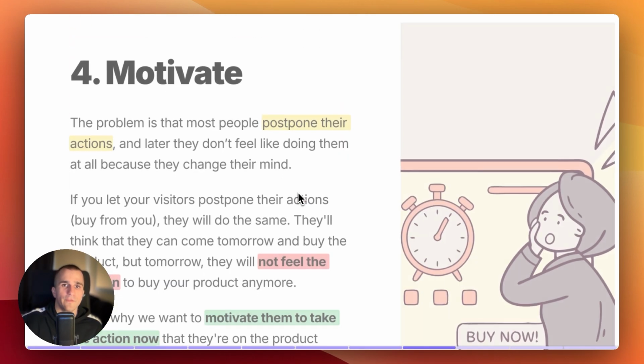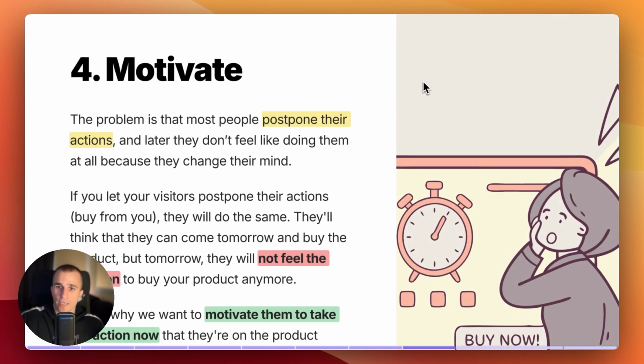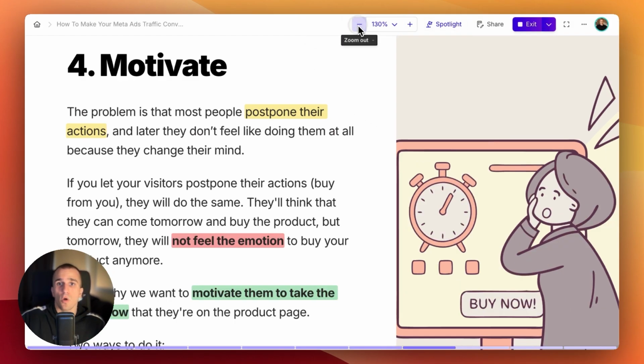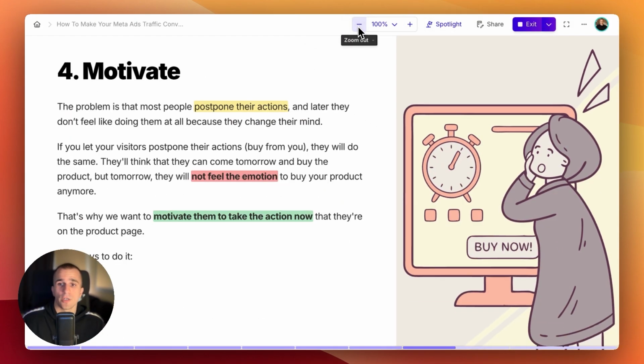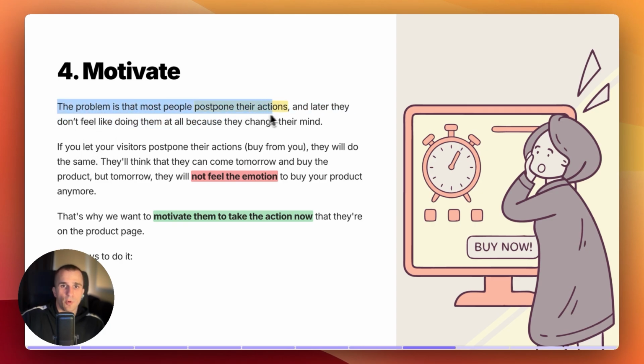So after your customers are engaged with your product page, they trust you, they understand what are the benefits that they're going to get, the next thing is that you want to motivate them to take the action now. The problem is that most people postpone their actions and later they don't feel like doing them at all because they have changed their mind. And this is the same thing that happens on your Shopify product page. People land on your product page, they want to buy from you, but they postpone their actions. They think they can come tomorrow and something like that.